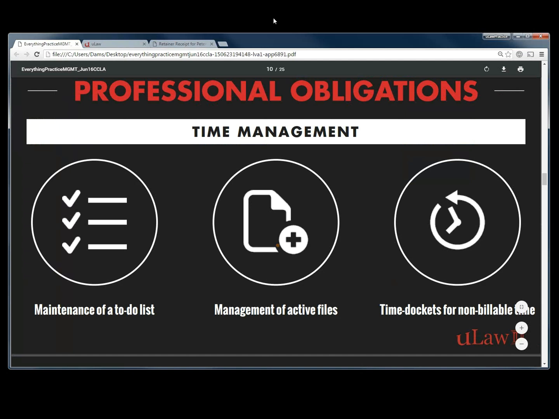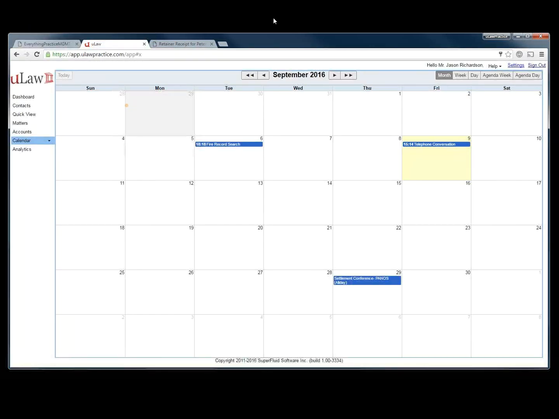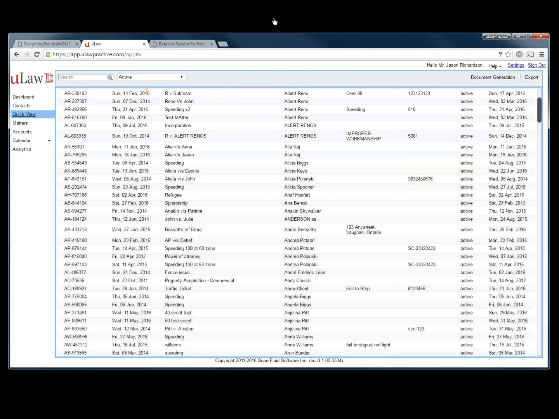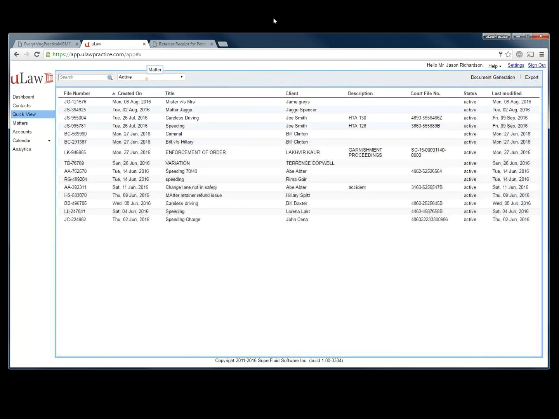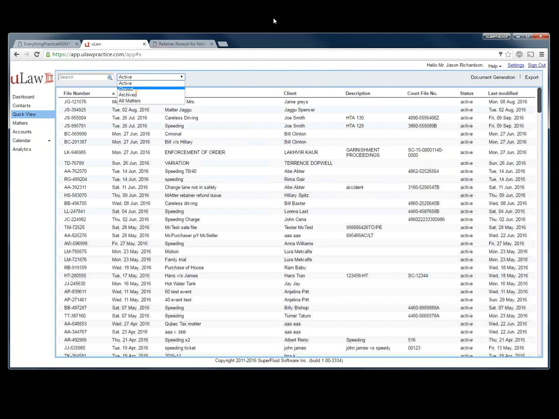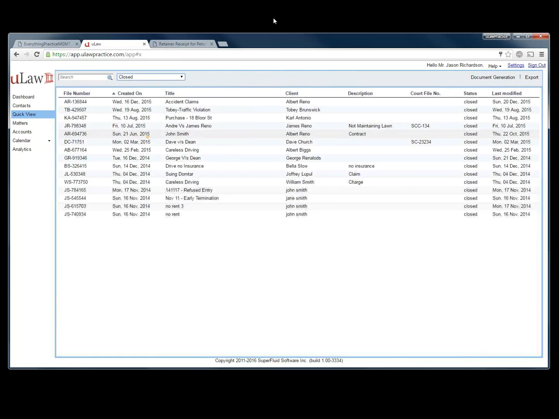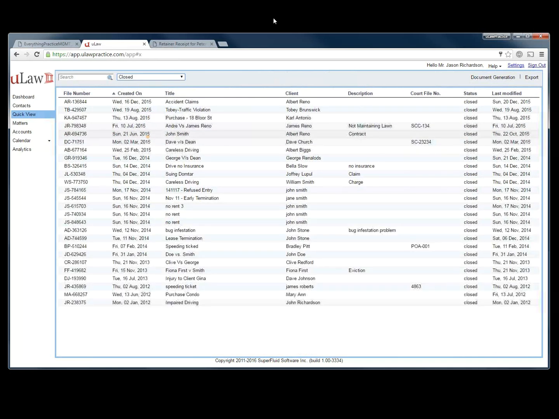Management of active files is also very key. You want to clearly segregate your files into active, closed, and archived. That way, these files are all closed, so I don't have to look at them. These files are all archived, so I really don't need to look at them.